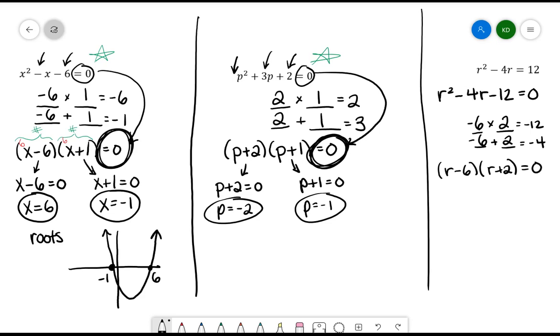Let's take each of our factors and set it equal to 0 separately. So we have r minus 6 equals 0, and r plus 2 equals 0. Solving for each of these, we're going to add 6 on both sides for the first one, which would give us r equals 6. And I'm going to subtract 2 from the next one, which will give me r equals negative 2.